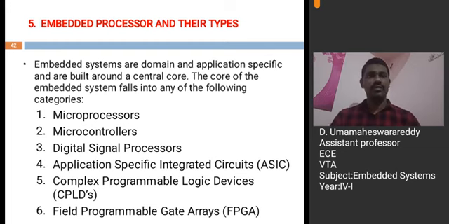And these are the different types of embedded processors we are using for building embedded applications. That means among the following processing elements, you can use any one for building an embedded application.